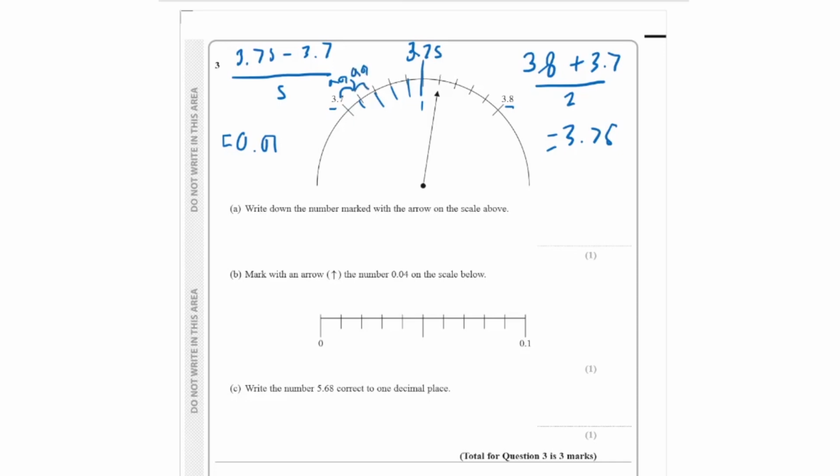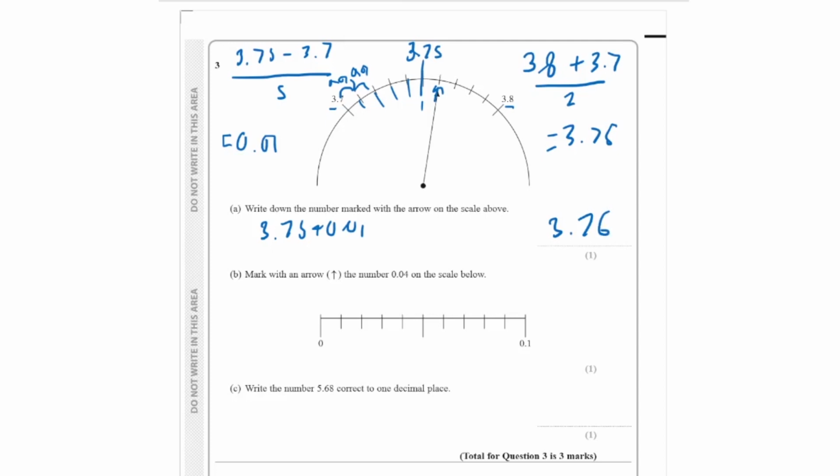Finally, that means the arrow is pointing here. So we simply add 0.01 to the midway point, plus 0.01. And our final answer is 3.76.